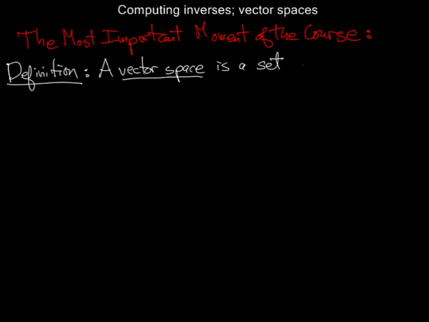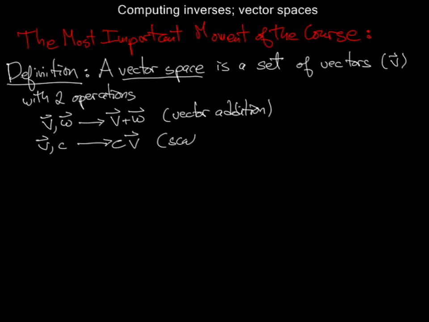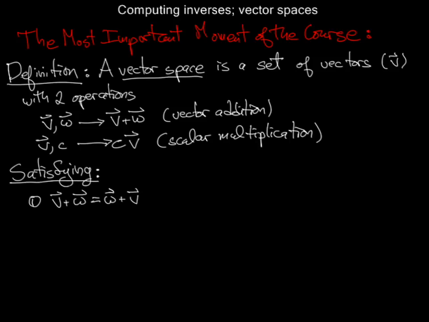A vector space is a set, a collection of objects. We call them vectors. And these come with two operations. You can add them. If you have two vectors v and w, you get a new vector called v plus w. That's vector addition. And if you have a vector and a scalar, remember a scalar is a number, you can multiply the scalar times the vector and get a new vector. And these operations are required to satisfy 8 properties.